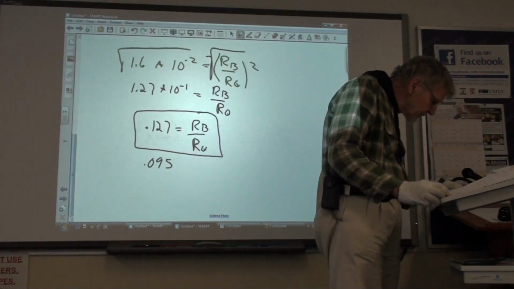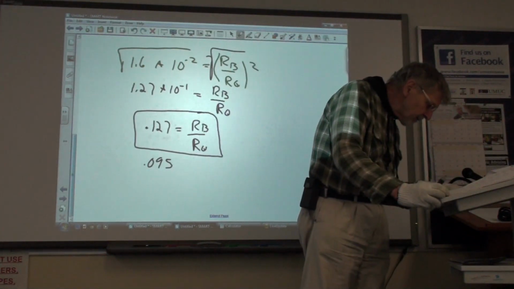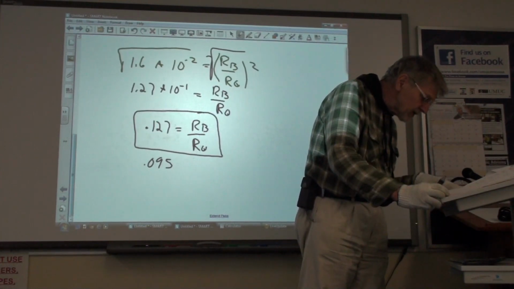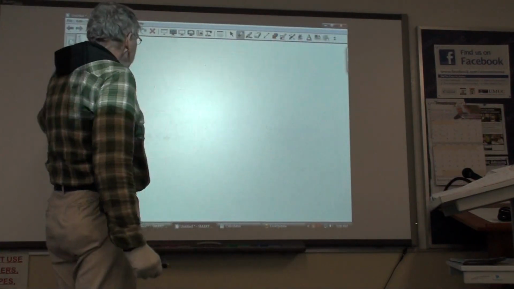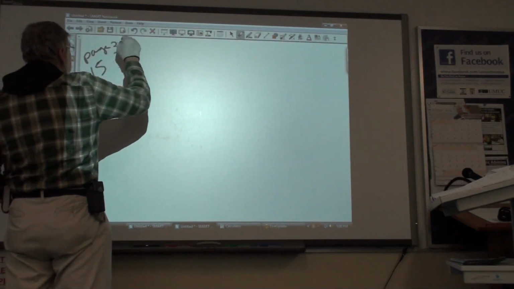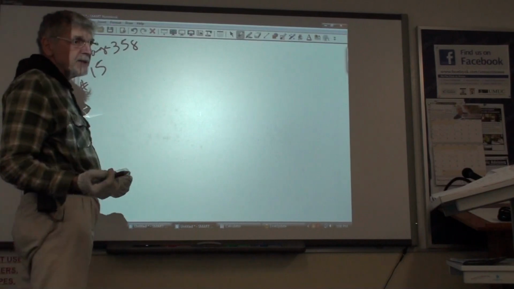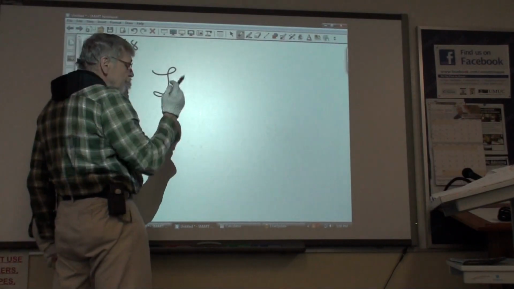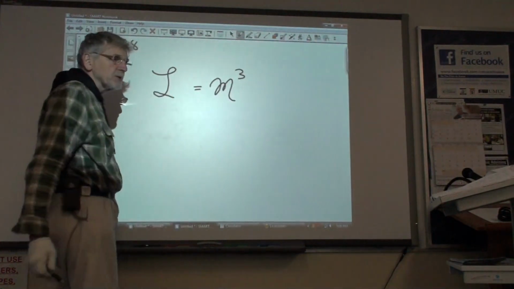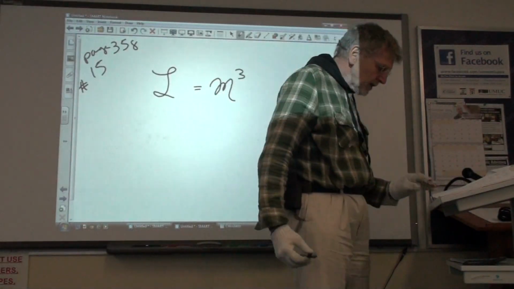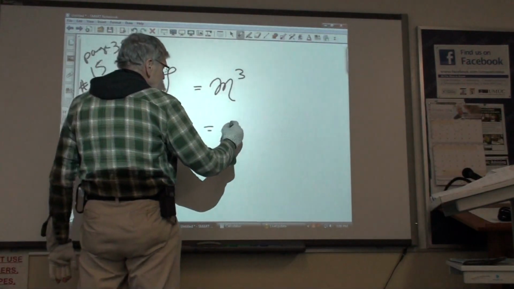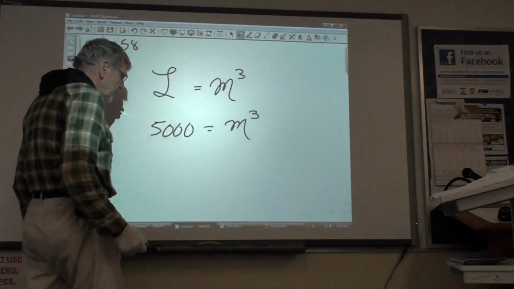So the last question that we're going to do is number 15. If a main sequence star has a luminosity of 5,000 solar luminosities, what is its mass in relation to the sun's? All stars in the main sequence, this is number 15, page 358. All stars in the main sequence obey the mass-luminosity relationship, that their luminosity measured in solar luminosities is equal to their mass measured in solar masses. And here we are given that their luminosity is 5,000 solar luminosities. So that is equal to their mass in solar masses to the cube power.